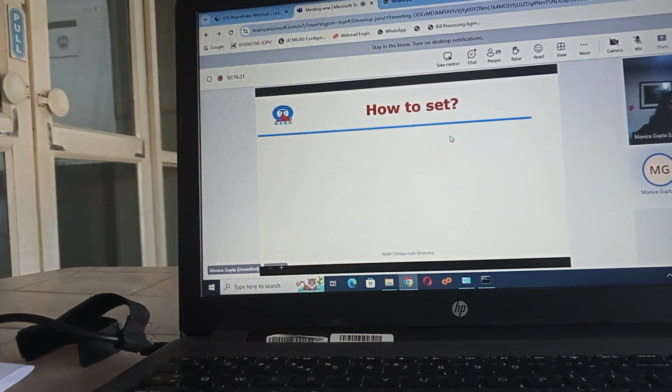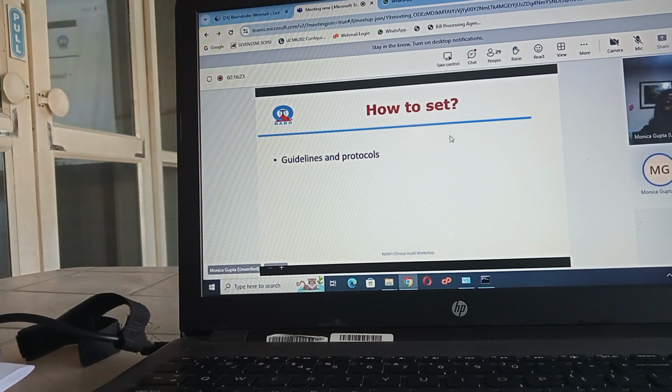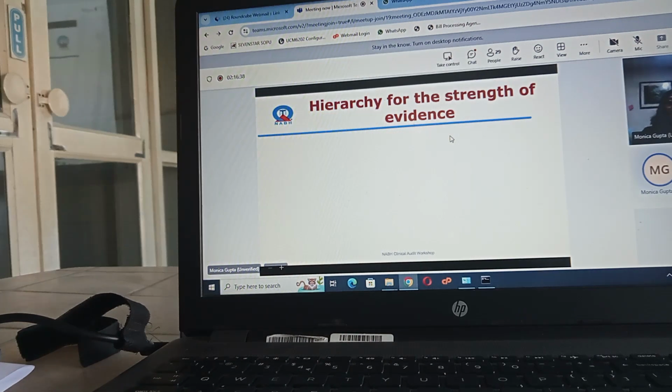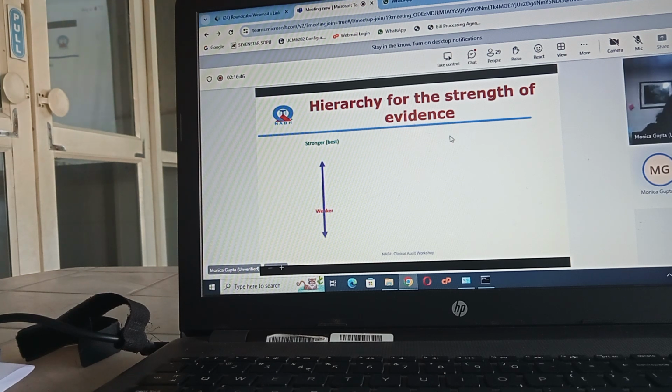So how do we go about setting standards? Right? We have to have guidelines and protocols. We should do a literature search. It should always be based on the strongest, most up-to-date evidence of what constitutes best practice. As I've already said, they should be SMART, right? They should be specific, measurable, agreed upon, relevant, and evidence-based. And try to have the best possible evidence available. However, there are times when, if it's a local practice, for example, we may not really find too much evidence, and then you have to go by the evidence of your experience, right?